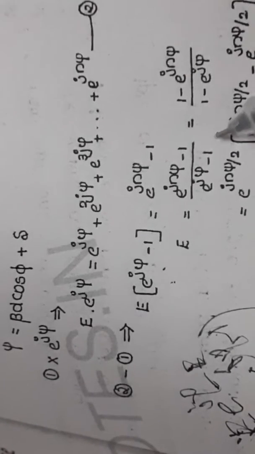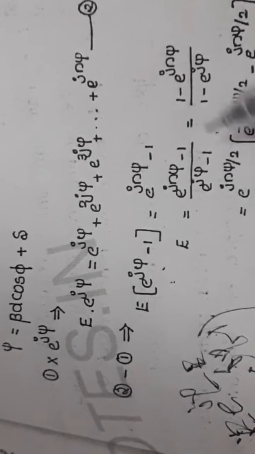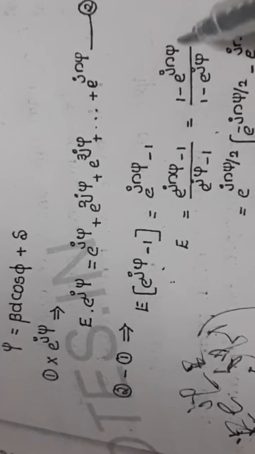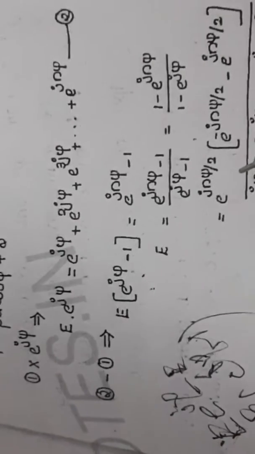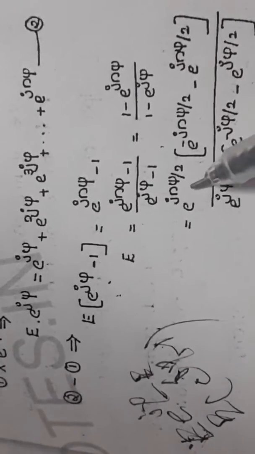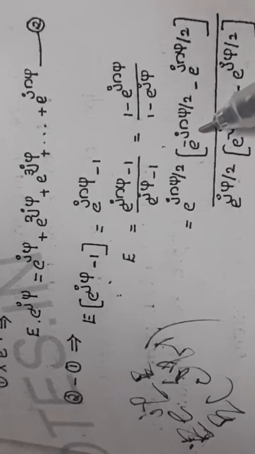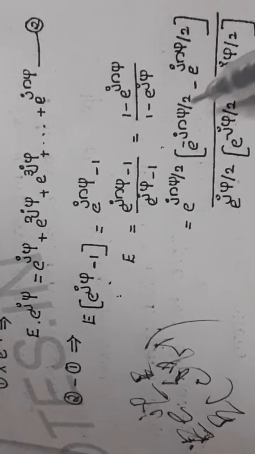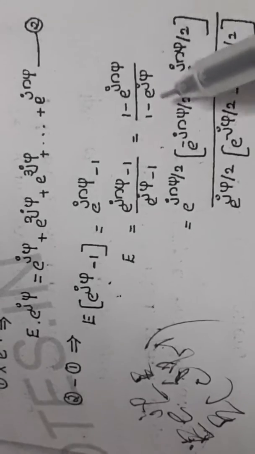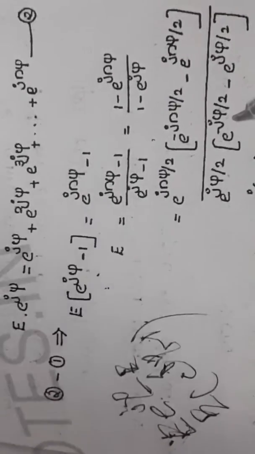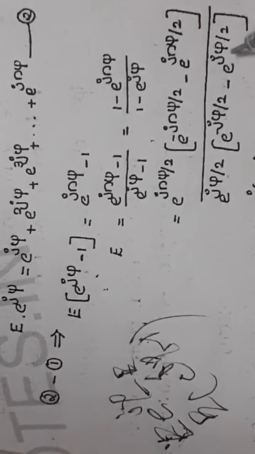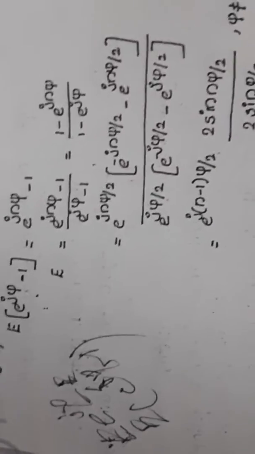And again you may take it like this, changing the order: (1 − e^{jnψ})/(1 − e^{jψ}). Now again you take e^{jnψ/2} common. Therefore, e^{−jnψ/2} − e^{jnψ/2}. Here also e^{jψ/2} is common in the denominator side. Then I will get e^{jψ/2} into (e^{−jψ/2} − e^{jψ/2}).